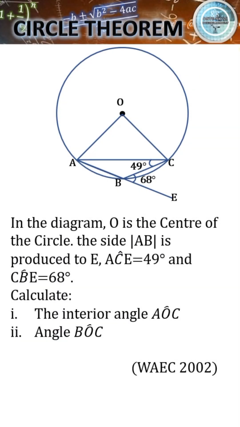Question on circle geometry. In the diagram, O is the center of the circle. The side AB is produced to E. Angle ACE is equal to 49 and angle CBE is 68 degrees. Calculate the interior angle AOC, and II, angle BOC.